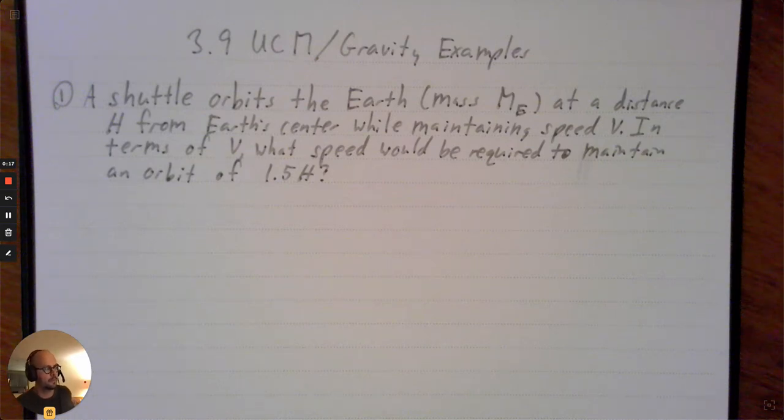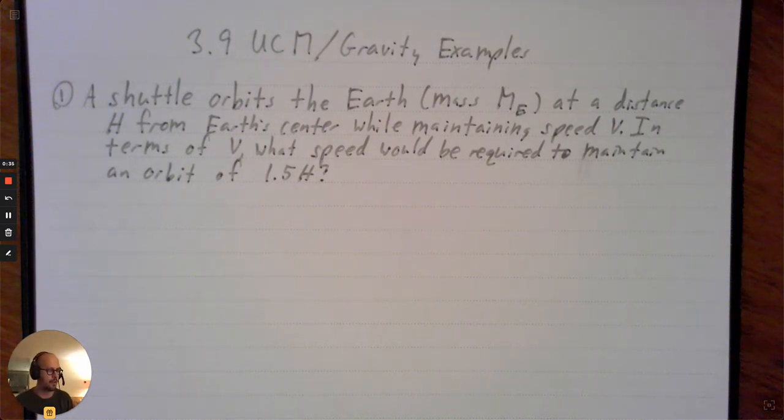Here's our first problem. A shuttle orbits the Earth. We're going to use the mass of m sub e for the mass of the Earth. It orbits the Earth at a distance h from the Earth's center while maintaining a speed v. In terms of v, what speed would be required to maintain an orbit of 1.5 h?